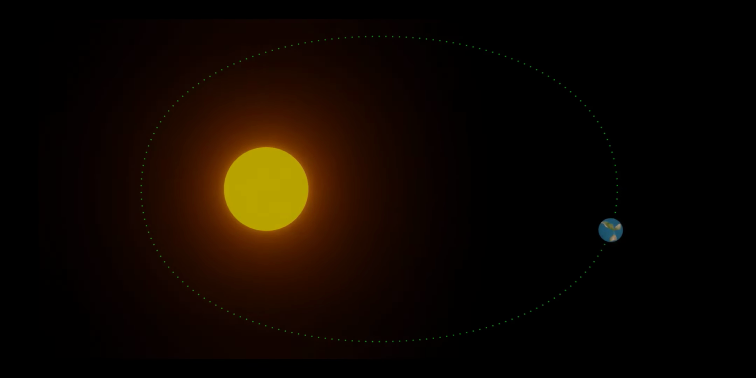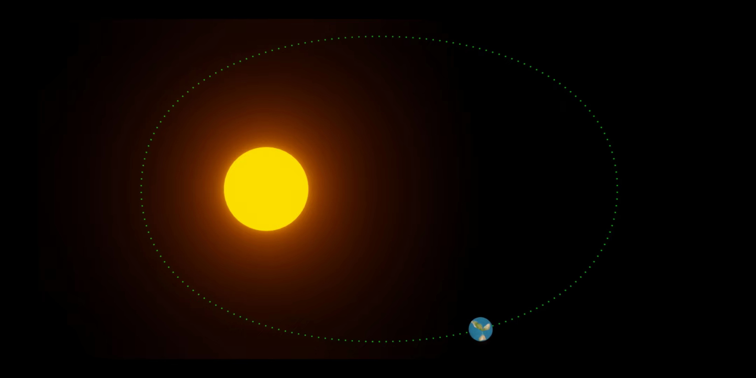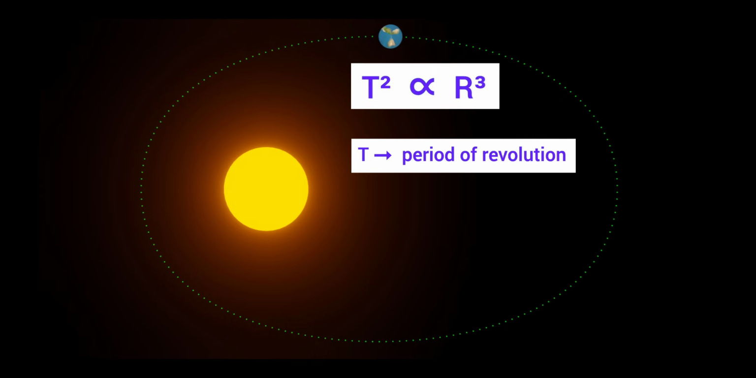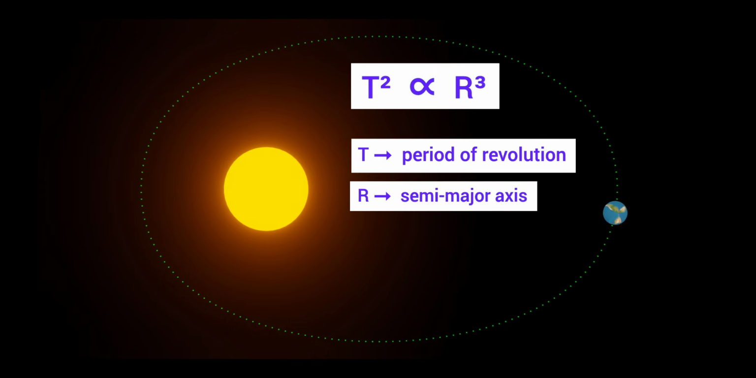According to Kepler's third law, a planet's orbital period squared varies proportionally with the cube of its orbital semi-major axis, or T squared is proportional to r cubed, where T is the time that the planet takes to complete a revolution around the Sun, and r is the semi-major axis of its orbit. This relationship was later derived by Sir Isaac Newton by using the law of gravitation.